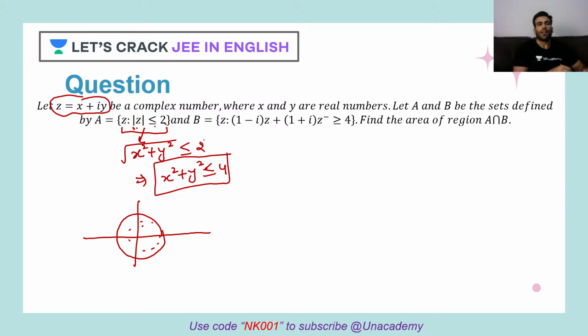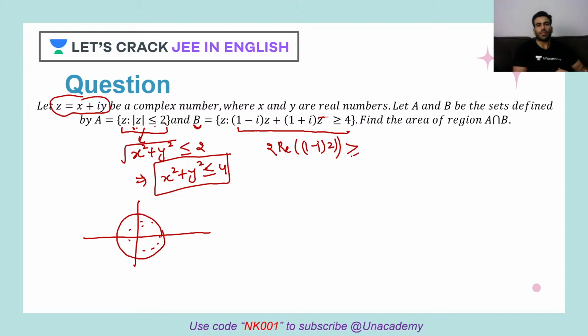Now we have another set of points where z satisfies this inequality: (1 minus iota) z plus (1 plus iota) z bar. It seems like an addition of two complex numbers which are conjugates of each other, right? 1 minus iota z is the conjugate of 1 plus iota z bar. The addition of two conjugate numbers is twice the real part of the complex number.